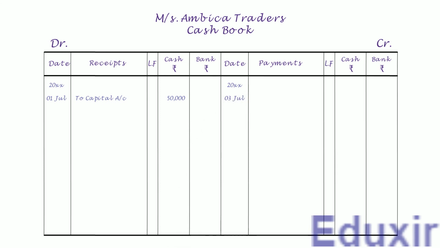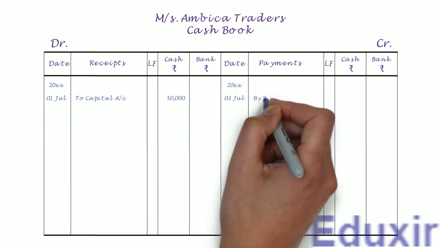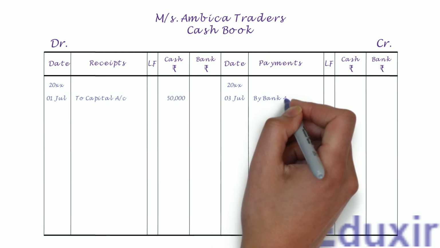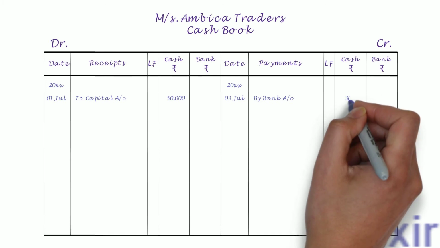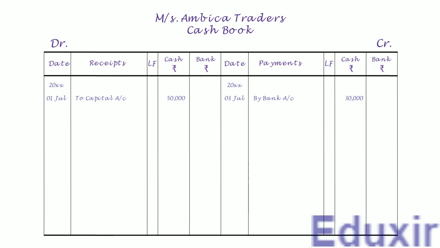As you know, the entries in the payments column start with "By". Let us then record the bank account in the payments column. Let's then record the credit amount of 30,000 rupees in the cash amount column. Also note that as this transaction involves depositing the cash into the bank, we need to write C in the ledger folio column, indicating that this is a contra. This indicates that this entry should not be posted into the ledger account. With that, we have completed the posting of this cash entry into the cash book.